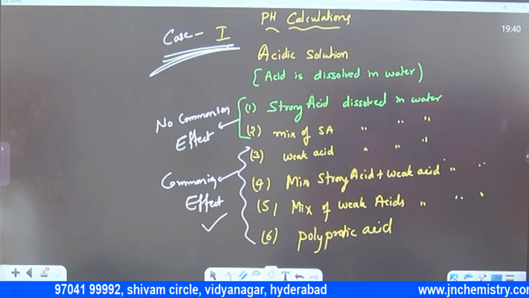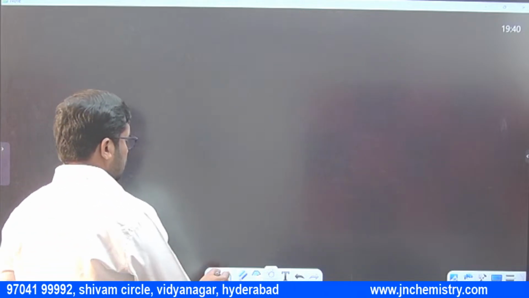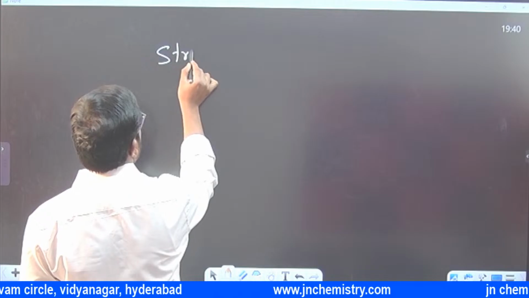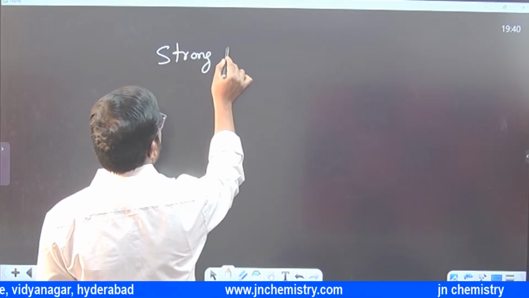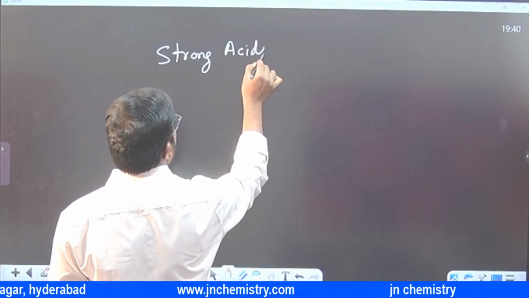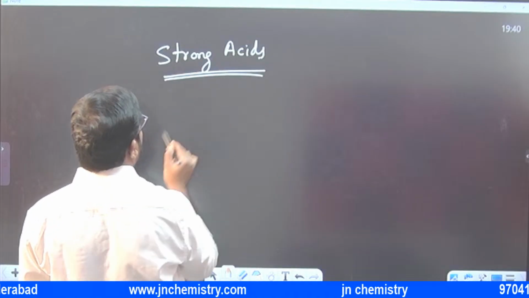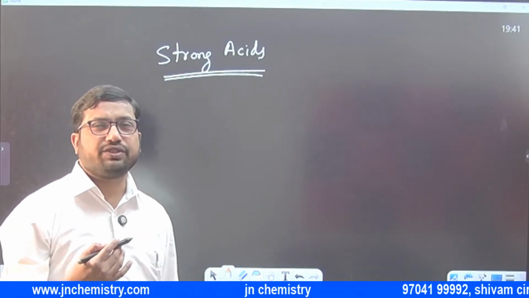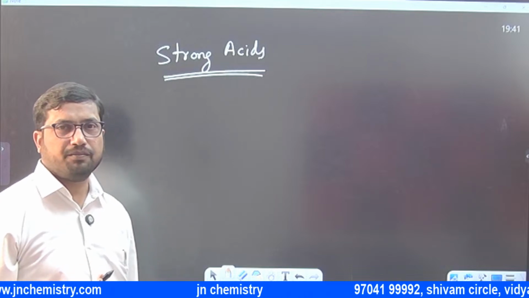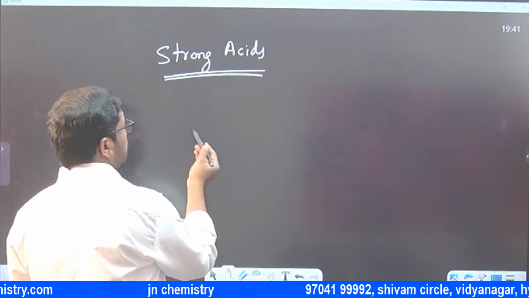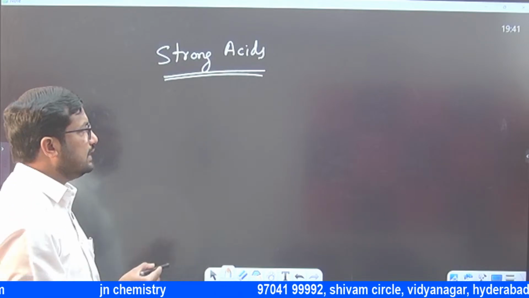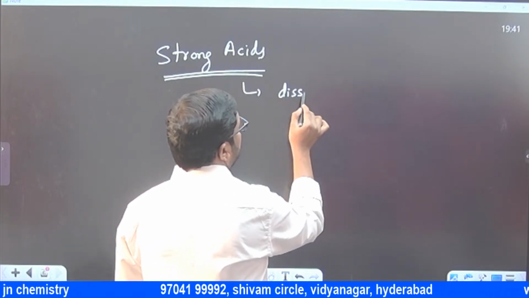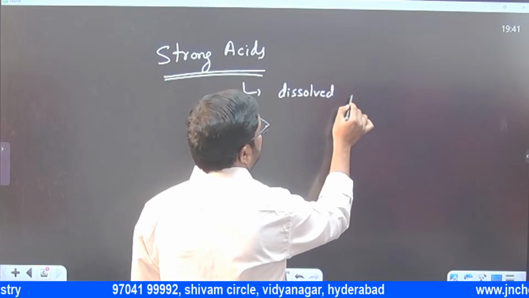So put the case one, strong acids, first. We'll discuss strong acid. Case one, strong acid. Strong acid means what? 100% dissociation takes place. Yes or no? Right? So strong acids means acid dissolved in water. I told you, acid dissolved in water.